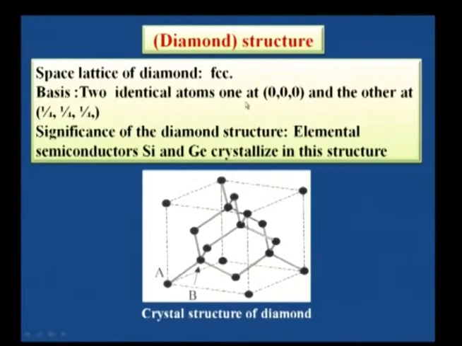Now, you visualize one lattice, the coordinate of this is 0 0 0, then push this through a/4, a/4, a/4. So, it is nothing but two interpenetrating or interlocking FCC lattices. So, two identical atoms, one at 0 0 0, this is the atom here, then one pushed along the body diagonal by a distance of 1/4, 1/4, 1/4. Two identical atoms, one at 0 0 0, the other at 1/4, 1/4, 1/4, this is the basis.